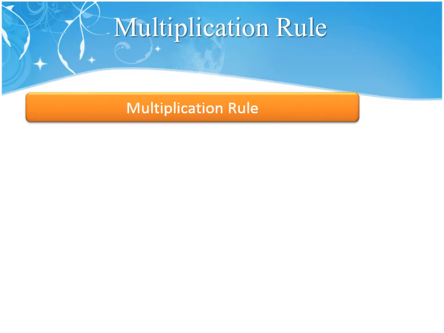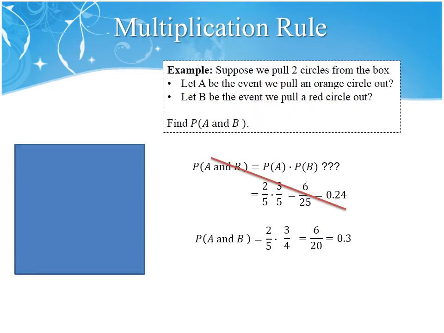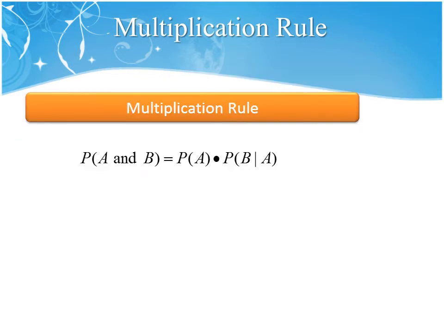So the multiplication rule for probability: the probability that A occurs and B occurs is the probability that A occurs times the probability that B occurs given that A has already occurred. If A and B are independent, however, we have the more simplified probability. Probability of A and B occurring equals the probability of A times the probability of B. So back to our box example. If you notice, when we pulled the orange ball out, that all of a sudden affected the probability of B.